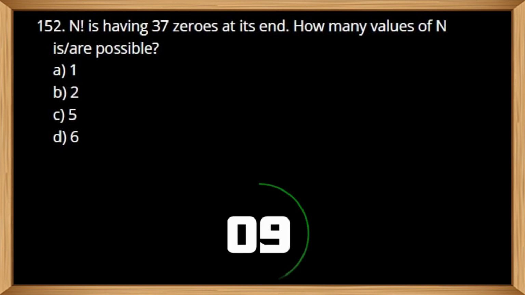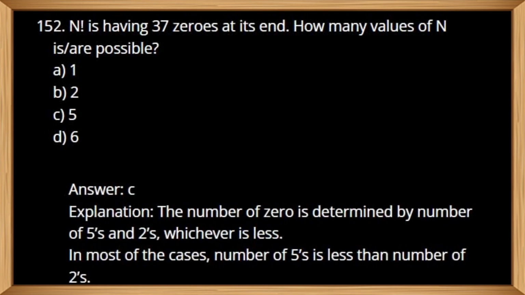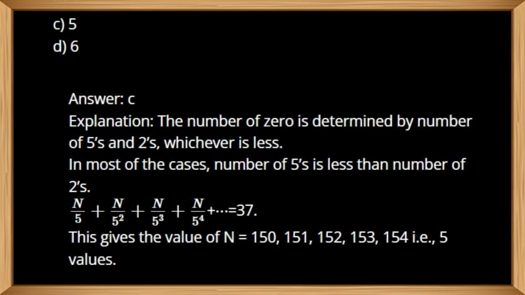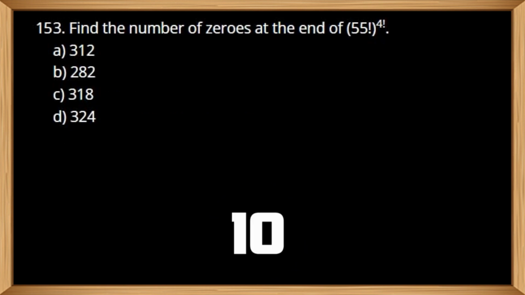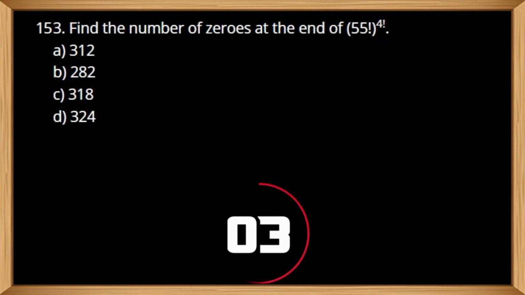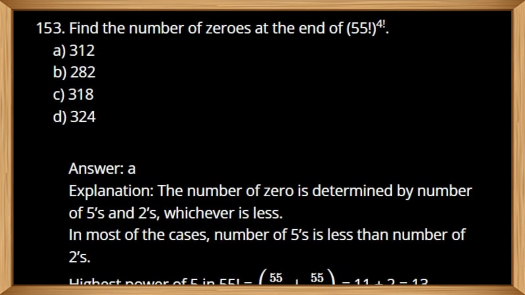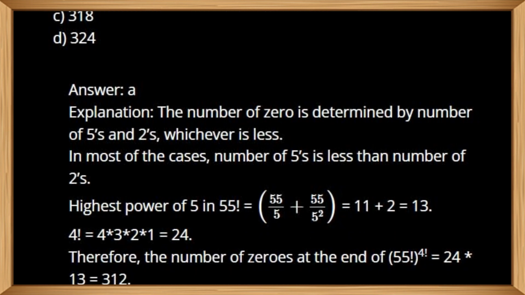N factorial has 37 zeros at its end. How many values of n are possible? Option C: 5. Find the number of zeros at the end of 55 factorial power 4 factorial. Option A: 312.